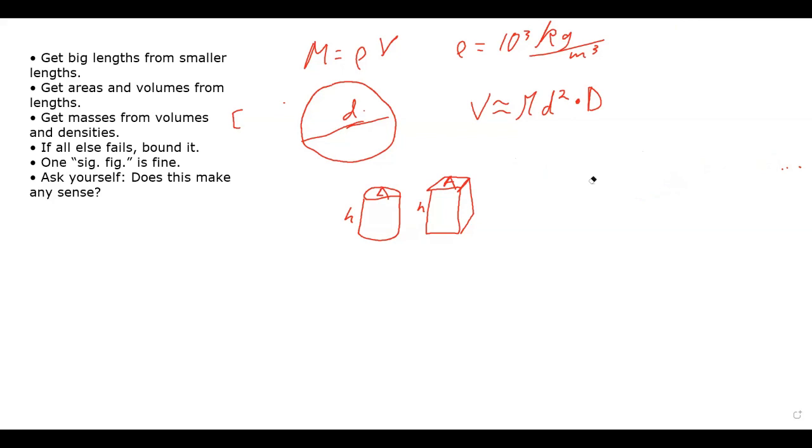Professor? Yeah. Is that a P next to V after M equals... Oh, that is the Greek letter rho. Rho? So that is the variable that we generally use for density.